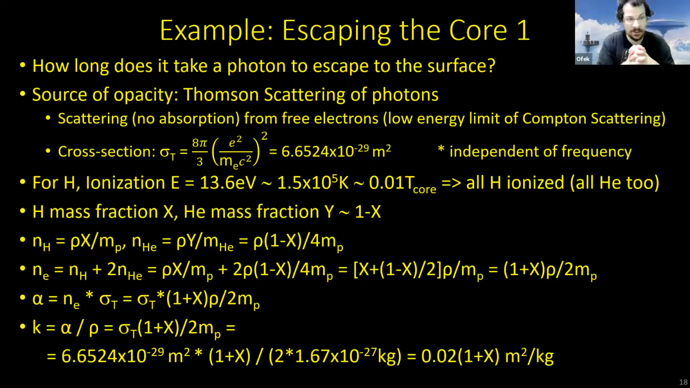How many electrons do we have per unit volume in the core of the sun? N_e, this number density of electron scatterers, free electrons. Well, each hydrogen atom, completely ionized, gives 1 electron, and each helium atom, fully ionized, gives 2 electrons. So it's just N_H plus 2 N_He. And if we add these two numbers together and do some algebra, we get (1 plus X) rho divided by 2 times the mass of the proton.